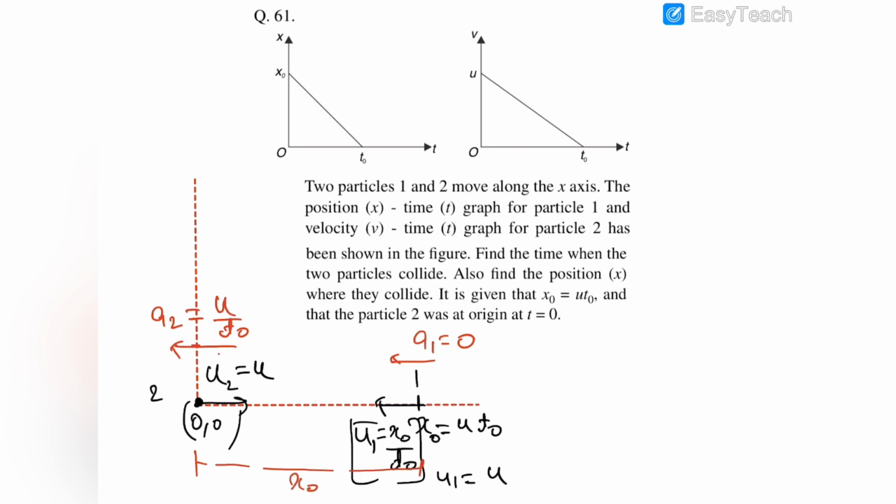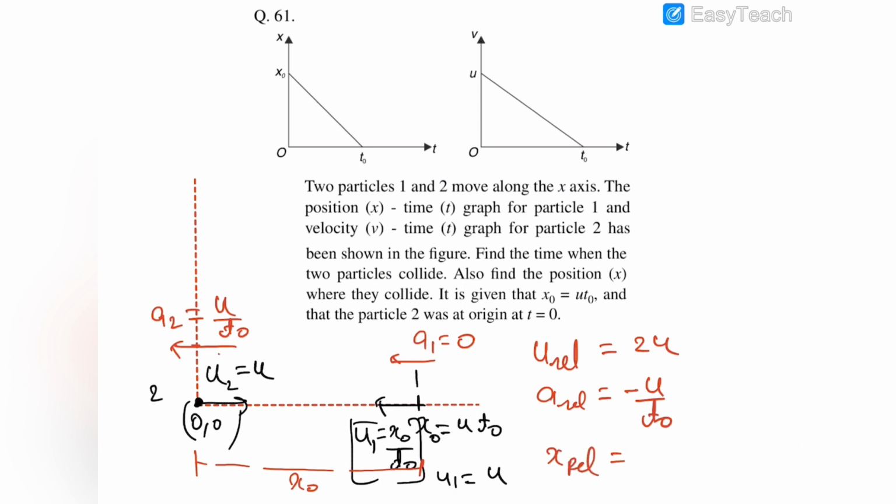Now you can see that u relative is equal to u2 minus u1. I am assuming 1 as the observer. So u2 minus u1 would be 2u. A relative is a2 minus a1, and it is minus u by t naught. And the relative distance which particle 2 has to move to collide with particle 1 is x naught. So x relative is x naught.